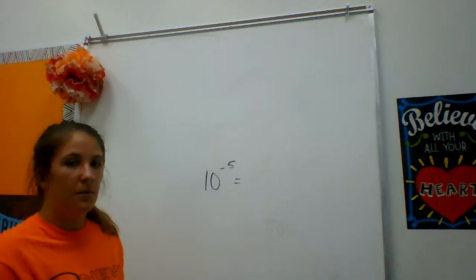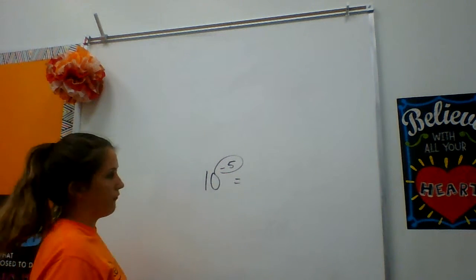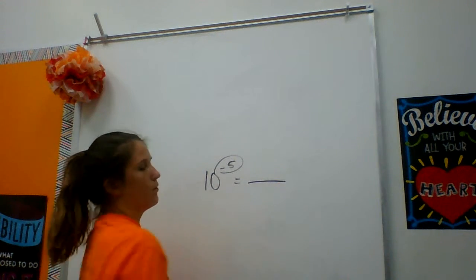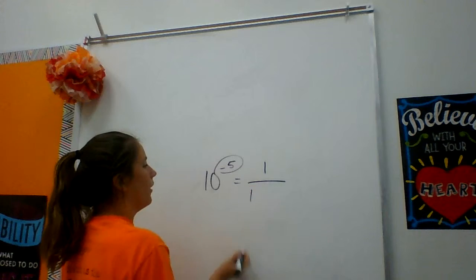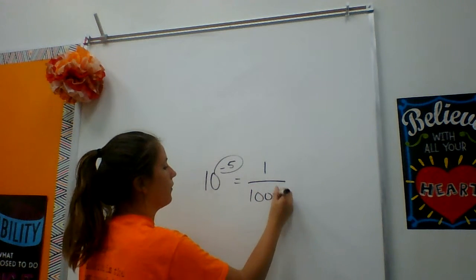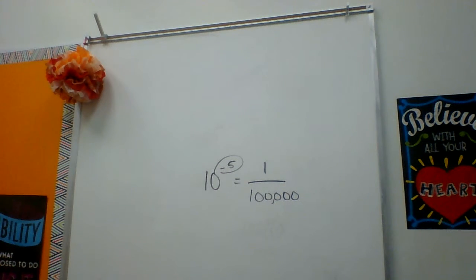You should have something on your paper to check to see if it matches what I had. The negative exponent tells us we're going to have a fraction. My numerator will be 1, and my base will be 1 with 1, 2, 3, 4, 5 zeros. 1 over 100,000.